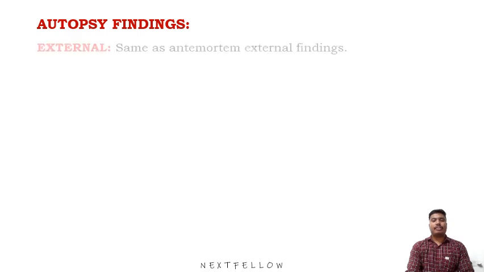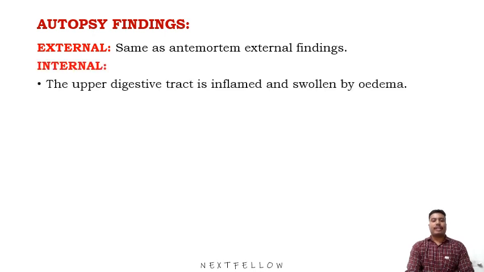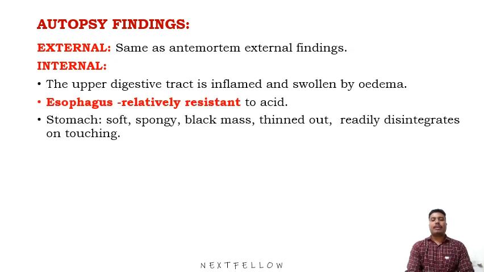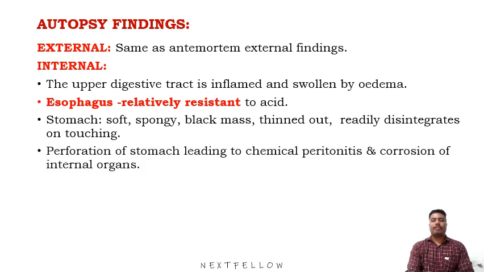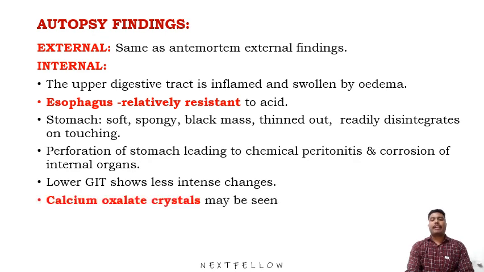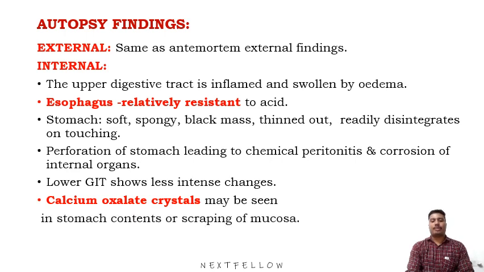Now the autopsy findings. External autopsy findings are the same as antemortem external findings. Internal findings: the upper digestive tract is inflamed and swollen by edema. The esophagus is relatively resistant to acid. In the stomach, the findings are as follows. It is a soft, spongy, black mass, thinned out and readily disintegrates on touching. I will show you an image in the next slide. Perforation of the stomach leads to chemical peritonitis and corrosion of internal organs. Lower GIT shows less intense changes. Calcium oxalate crystals may be seen in the contents of the stomach or scraping of the mucosa.